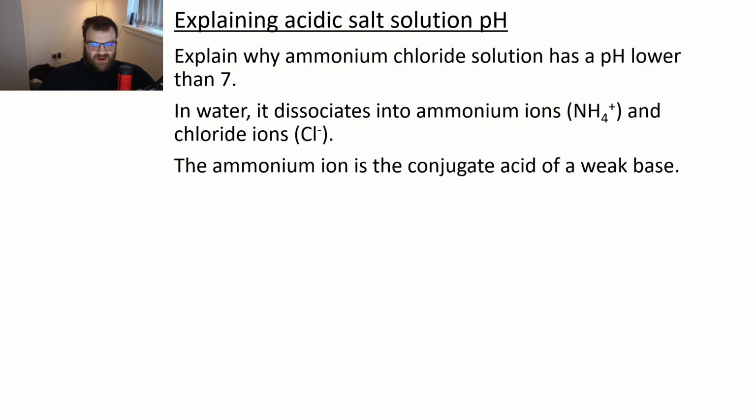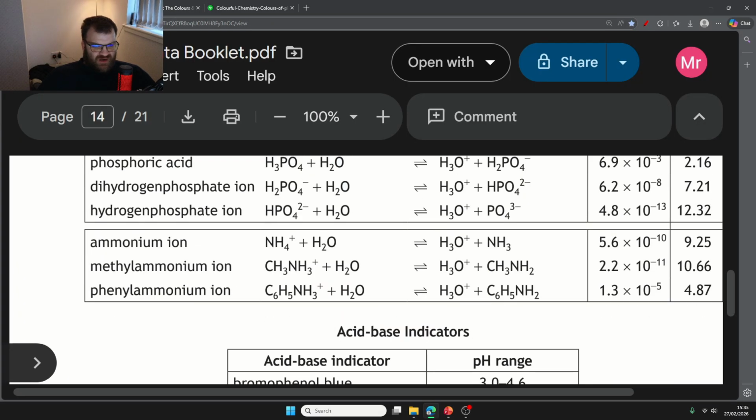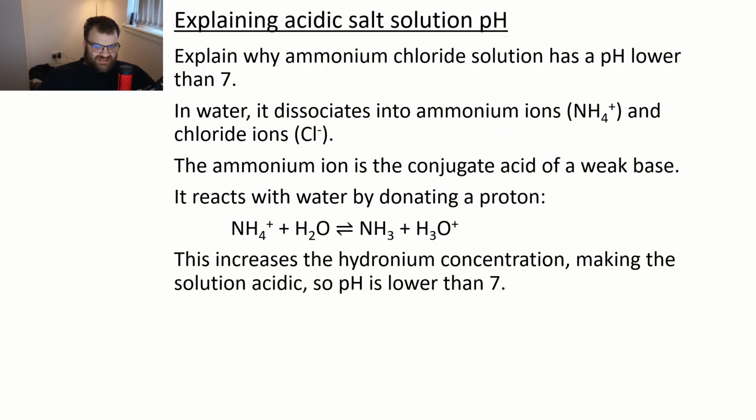Now that ammonium is the conjugate acid of the weak base, ammonia. So NH3 has gained an H and it's become NH4 positive. We can use the data booklet. Down at the bottom, this is what's happening. We're going from left to right, and our water is going to react with that ammonium ion. As a result of this, we end up with more hydronium. That's going to increase the concentration of hydronium, which makes the solution acidic with a pH lower than 7.